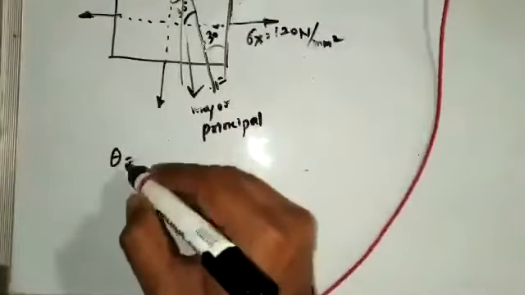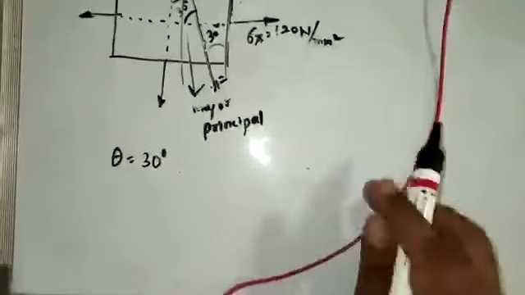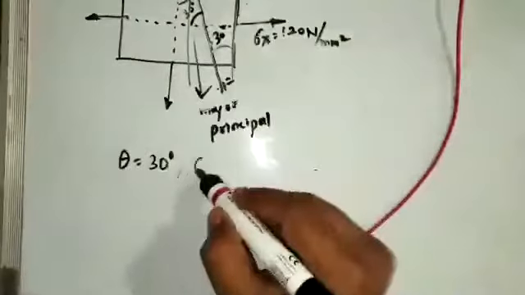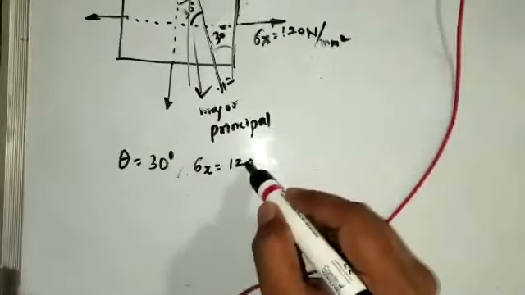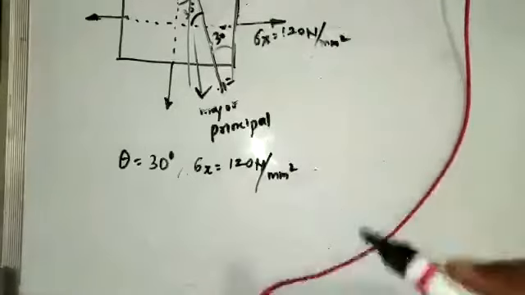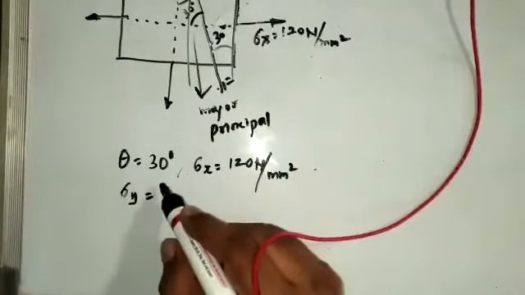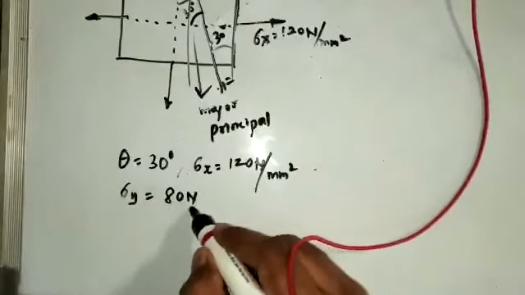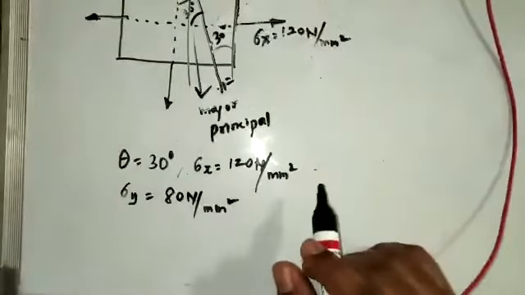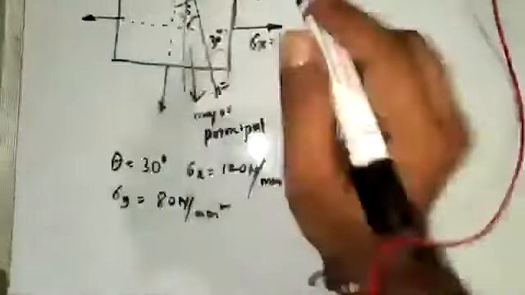So theta is 30 degree. What other data you can get from here? Sigma x is 120 Newton per millimeter square, correct? Solve along with me, okay? Sigma y is 80 Newton per millimeter square. Okay. Now take the formula. Theta is there, sigma x is there, sigma y is there. Shear stress is not there.